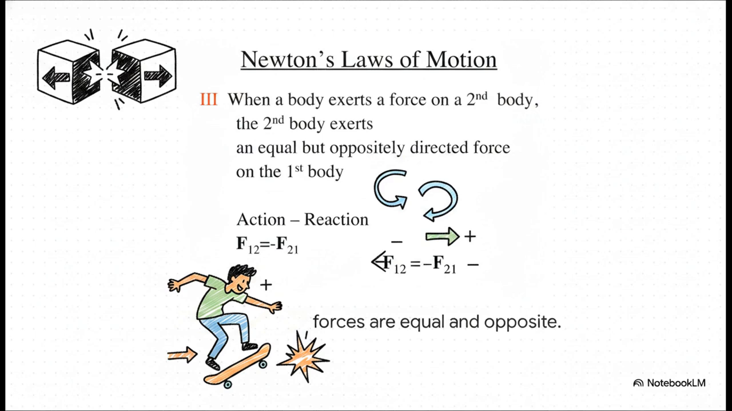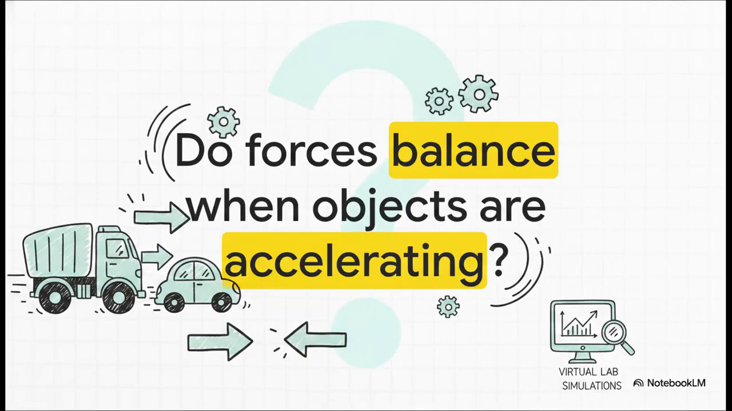But first, let's lay down the rule. Newton's third law tells us that when a body exerts a force on a second body, that second body exerts an equal but oppositely directed force on the first body. Every action has an equal and opposite reaction. Force 1,2 equals negative force 2,1. Simple enough, right?